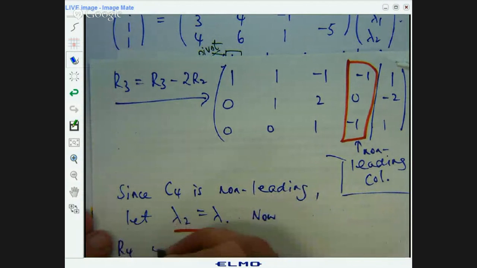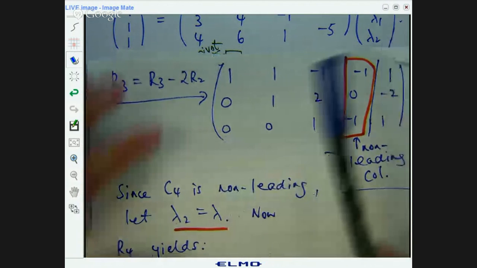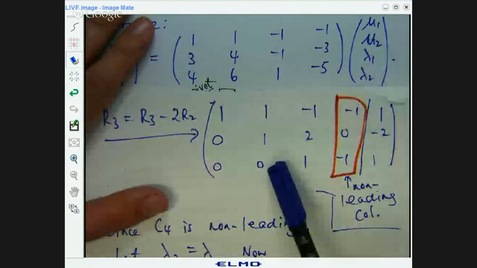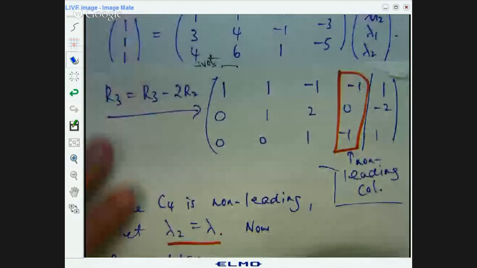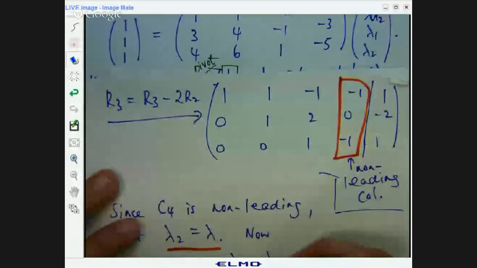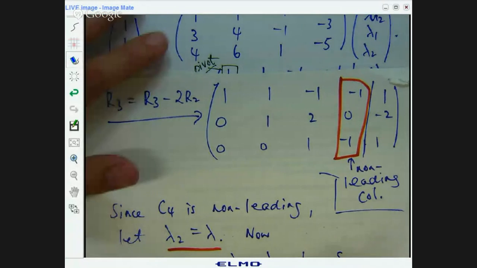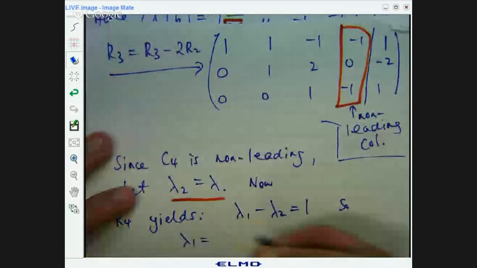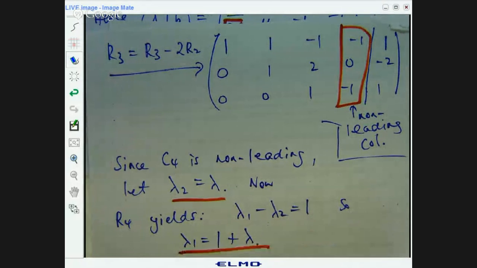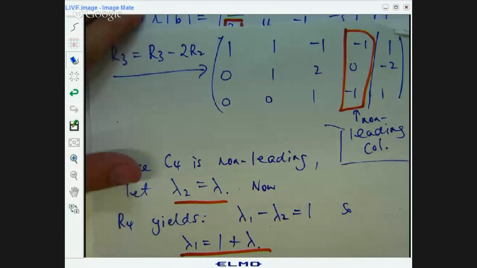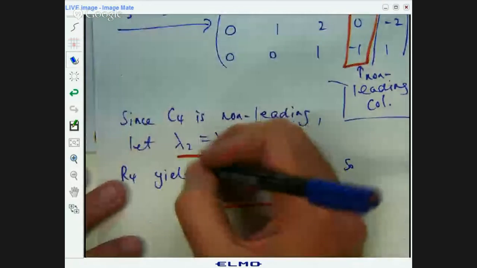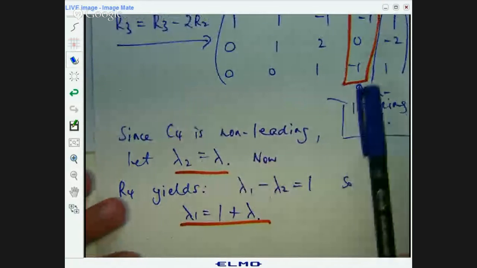So R4 says lambda 1 minus lambda 2 equals 1. So replace lambda 2 with lambda and get lambda 1 as the subject: lambda 1 equals 1 plus lambda. Great. So let's keep going now. We've got lambda 2 and lambda 1. Let's go back and get mu 2 and mu 1.